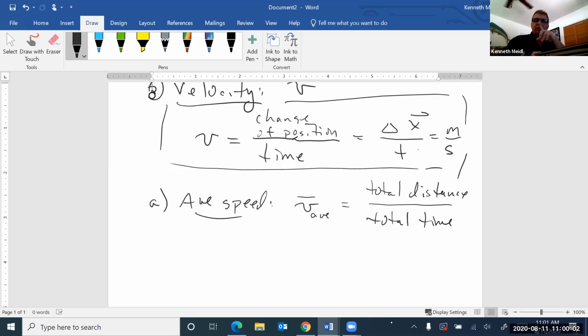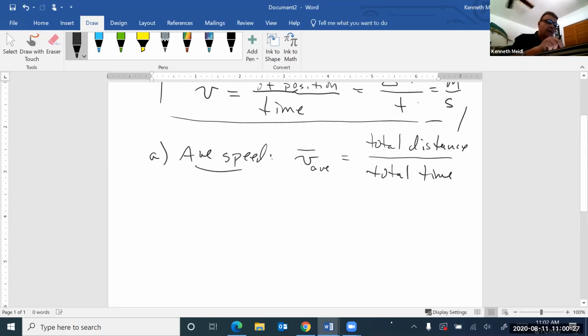So let's say a world-class runner can run a mile, 4 times around the track, in 4 minutes. So that's 1 minute per lap. But let's say it takes you 2 minutes to go around the lap. So you go around the lap, it's 400 meters, and it takes you 2 minutes or 120 seconds.